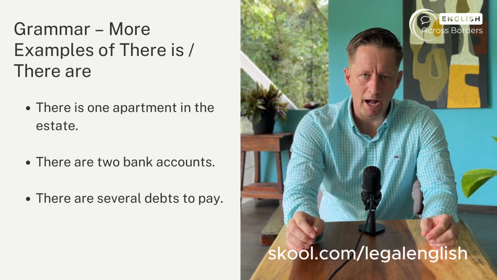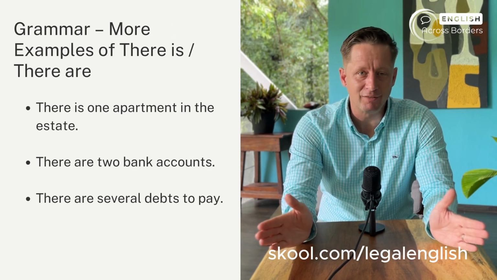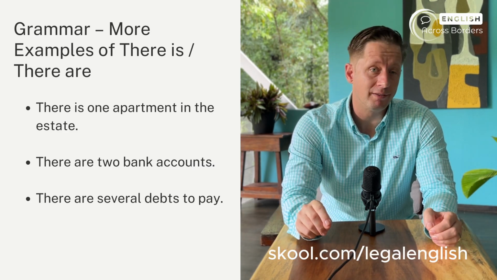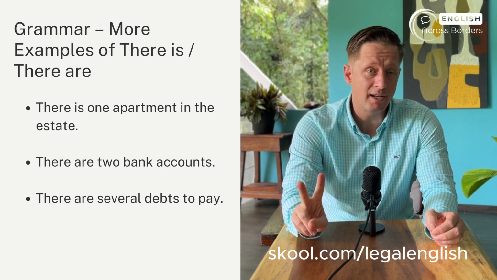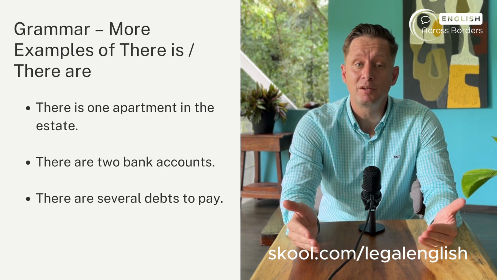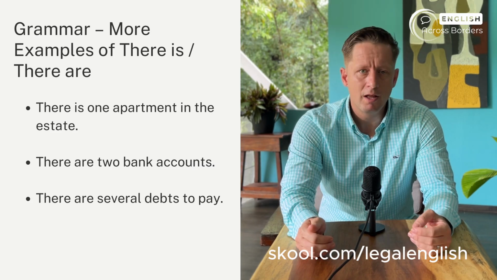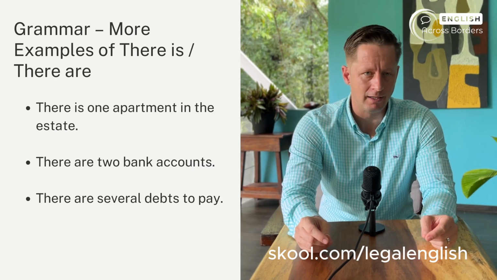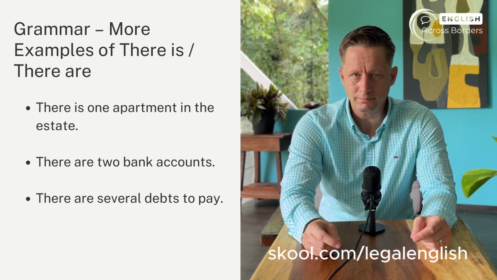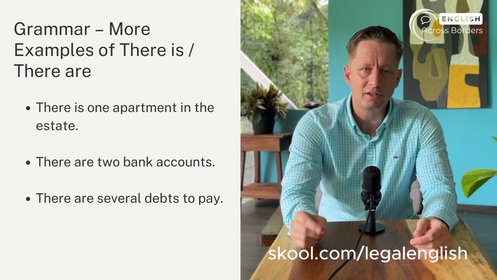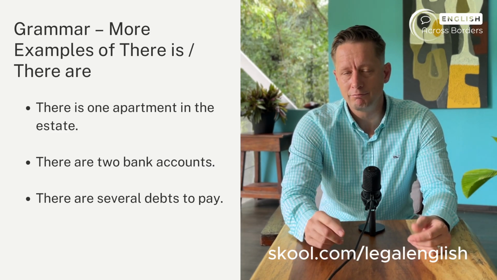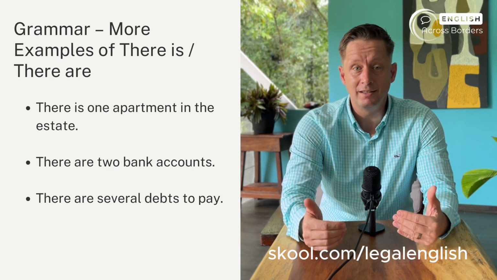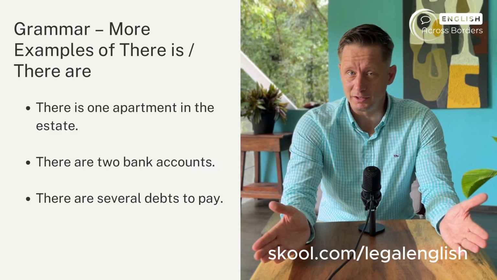Let's make this more practical. Imagine you're preparing the inventory of the estate. You might explain to the heirs there is 1 apartment in the estate. There are 2 bank accounts. There are several debts to pay before distribution. This language is extremely helpful when you are explaining the contents of the estate to a foreign client. Instead of complicated lists, you can simply say there is or there are, and then name the item. This way, your explanation is easy to follow, even for beginners in English.